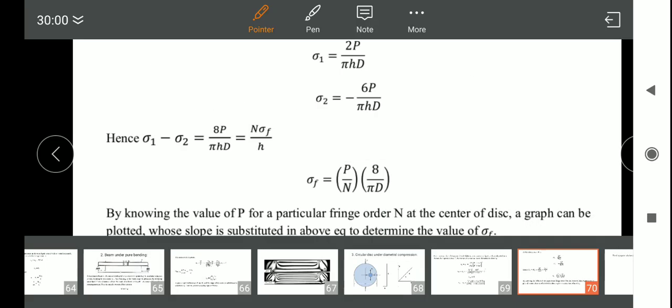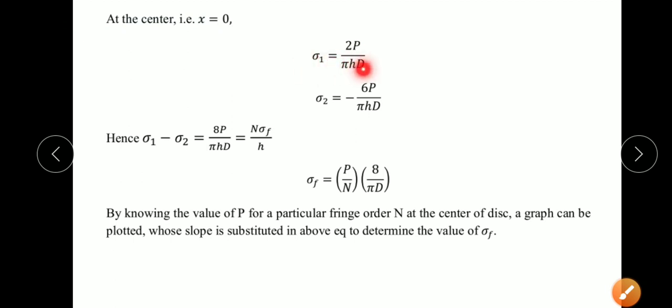Just a minute. Okay, this sigma 1 is equal to 2P by pi hd, and sigma 2 is equal to minus 6P by pi hd. If you take sigma 1 minus sigma 2 and simplify this, you are going to get 8P by pi hd, which is equal to n sigma f by h in the stress optic law. If you equate these two values and determine the sigma f value, by properly cancelling this h value, we are going to get sigma f is equal to P by n into 8 by pi d.